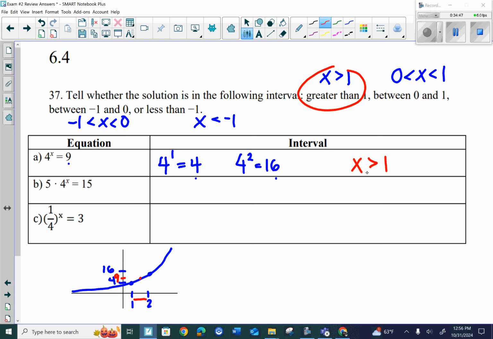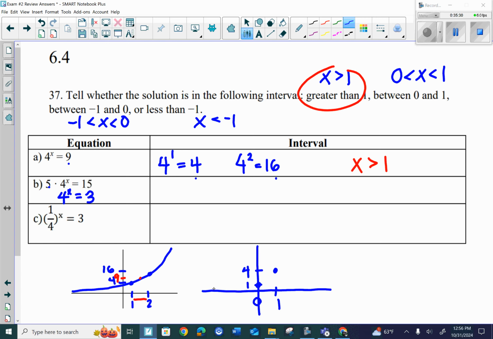Okay. The second one, I have 5 times 4 to the x equals 15. I want to get rid of that initial 5, so I'm going to divide both sides by 5. Divide this side by 5, and that 5 is gone. Divide that side by 5, and I have 3. So 4 to the x is equal to 3. So first of all, since 4 to the 1 was equal to 4, I know that it's got to be less than that, okay? And 4 to the 0, I know is equal to 1.